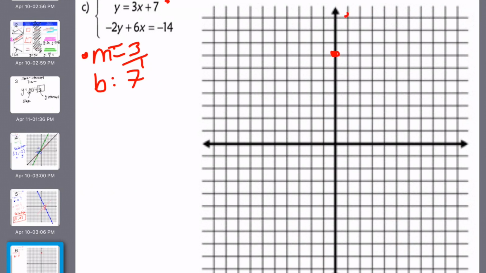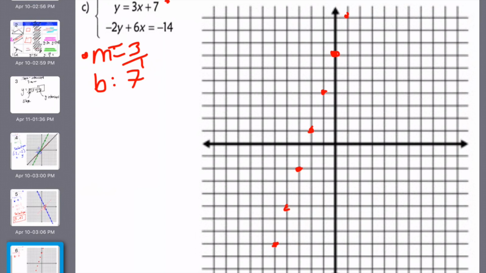1, 2, 3, 1. So the other way is going down 3 and to the left 1. 1, 2, 3, 1. Sorry, you're going to hear a lot of me counting. But this is just how I go about doing this. 1, 2, 3, 1. Okay. So there's my line. That looks kind of funky.